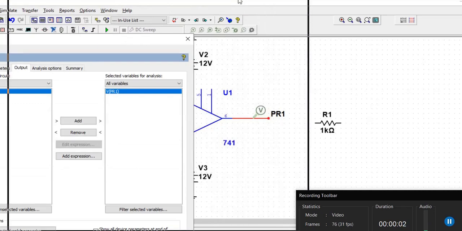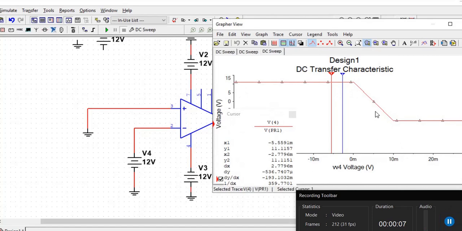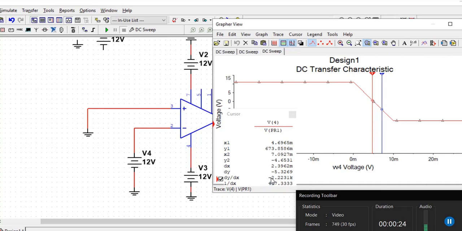So if I run this DC sweep, this is what I get. As you can see, this time the slope is negative, and I can also calculate the slope using the cursors, basically whatever was when we had the non-inverting configuration, where we had 2.22 thousand as the gain. This time this is minus 2.22 thousand as the gain, right? So as you can see, since the slope is negative, pin number 2 is called the inverting input.